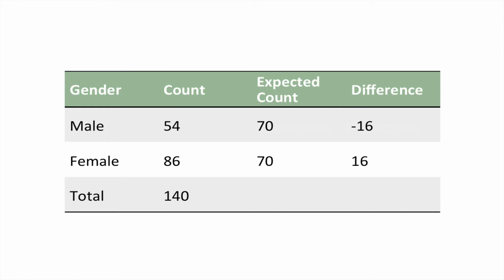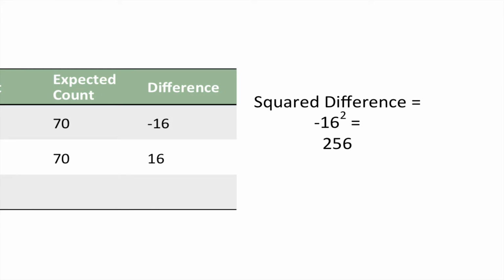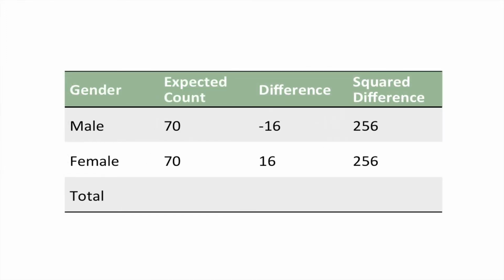So to get rid of the minus problem, we often square the numbers, and that's what we do in this case. So once we've found the differences, we're going to find the square of those differences. For the first group, we can see the square of minus 16 is 256, and we also do that for the second group because it's the same number, we're going to get the same value.